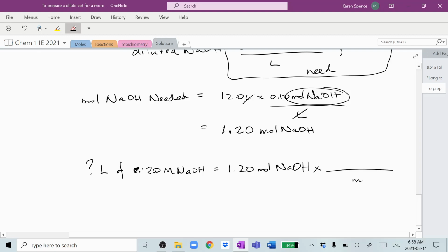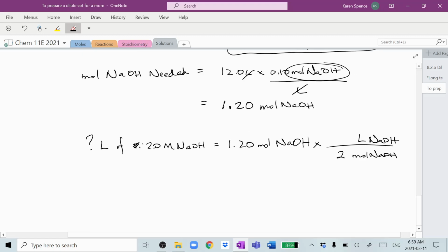So that's how many moles of NaOH we need. Now, I want to get that amount of moles out of this stock solution. So I'm going to say, how many liters of, sorry, not 0.2, of 2 molar NaOH will give me 1.20 moles of NaOH. You need to cancel moles of NaOH and find liters of NaOH. So we have 2 moles, right? Our 2 moles of NaOH per 1 liter. And 1.2 divided by 2 is 0.60. And my unit will be liters of NaOH.